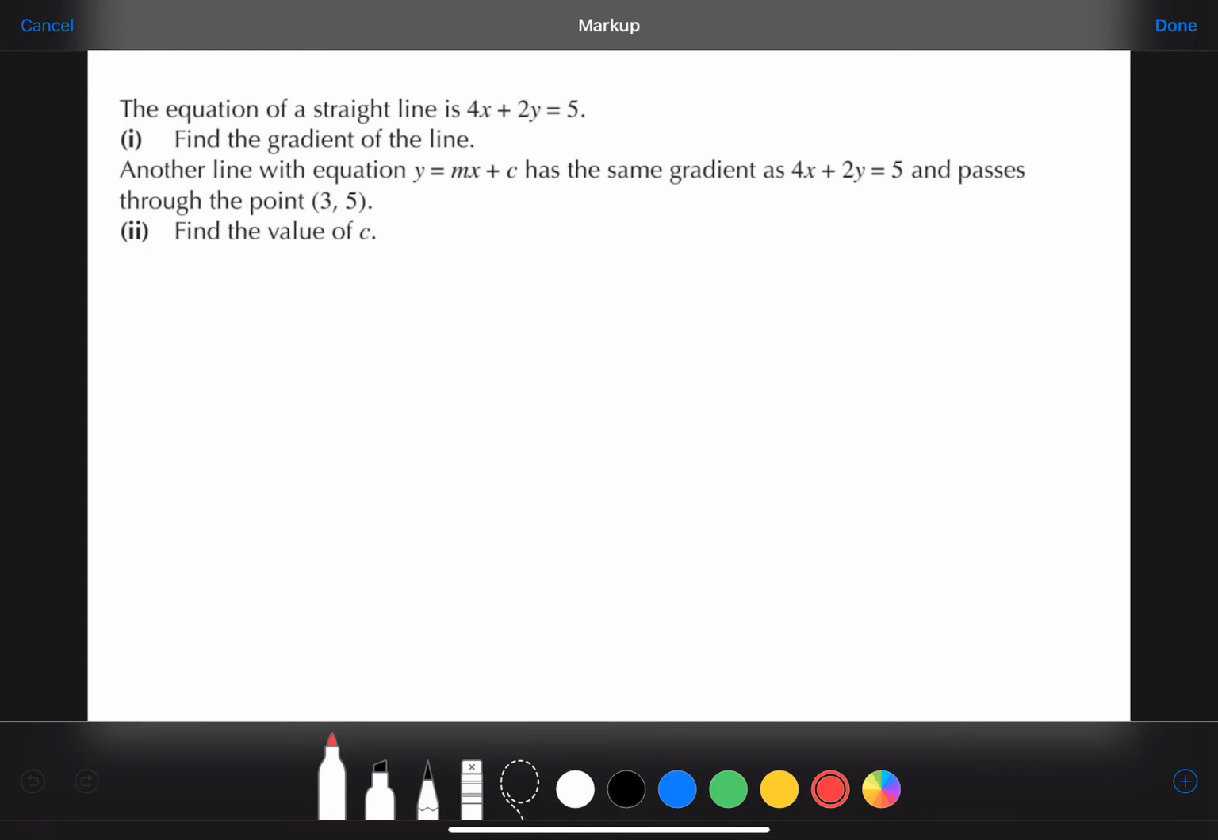Okay, previously you have learned how to find the equation of a straight line. So let me just write down first. Any equation of a straight line would normally be in the form of y equals mx plus c. That is how we name any straight line.